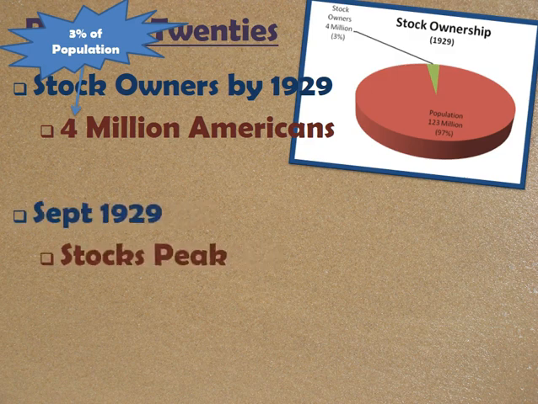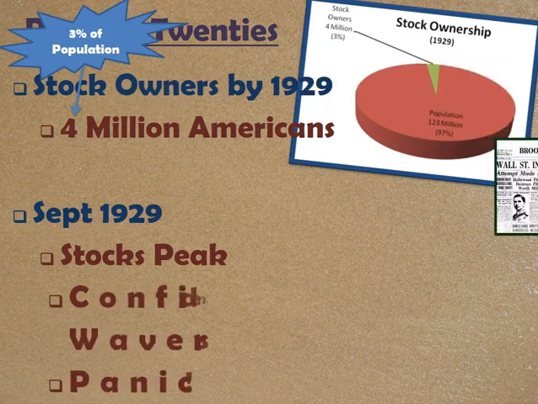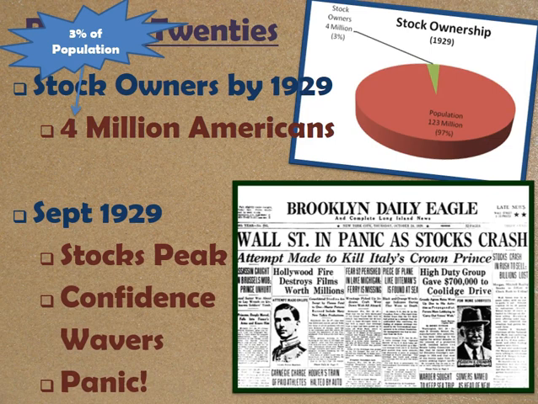In September of 1929, things were going good. The stocks were peaking. Everybody who was investing was making money. The speculators were making money. The banks were making money, loaning money to people. Everybody was making money. And then confidence started to waver. People started to become skeptical.